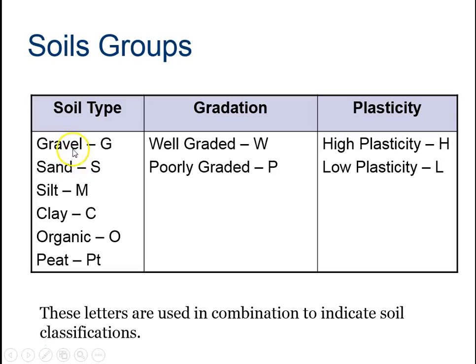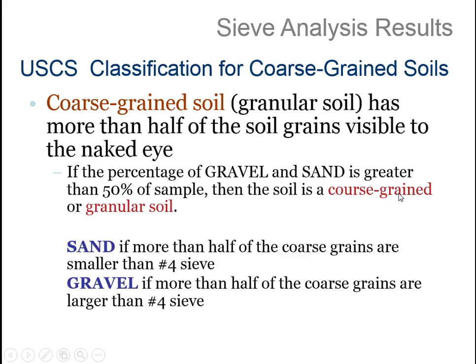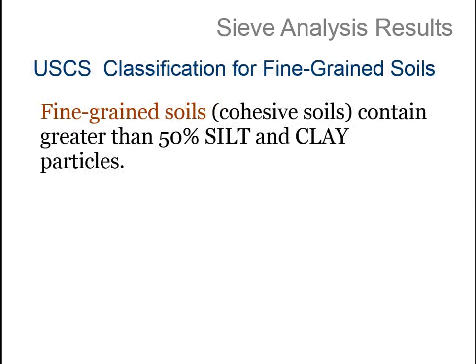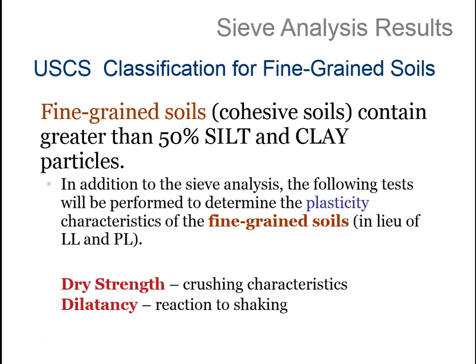We have our different soil types. You should write down each one of these abbreviations. Gradation says well graded or poorly graded. Are all the different sizes of it in this part of dirt we're looking at, or is it all one size? And then plasticity, high or low. Read over this slide. I'm not going to read you these slides. Just go ahead and read these.